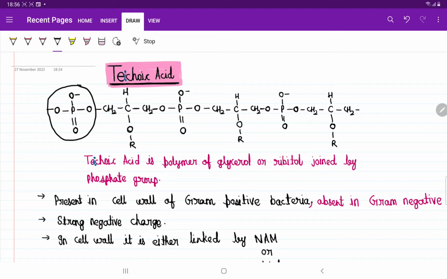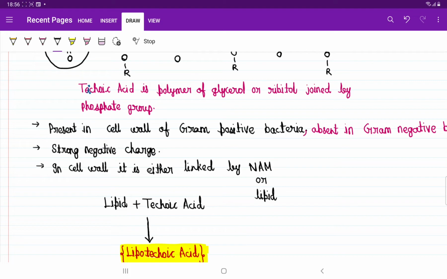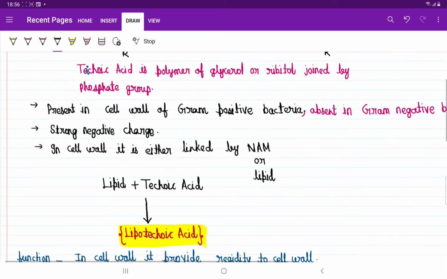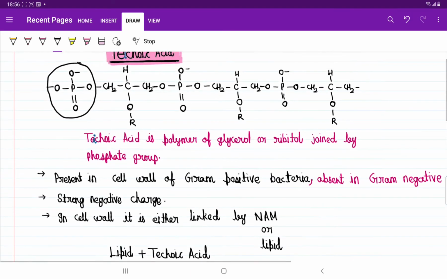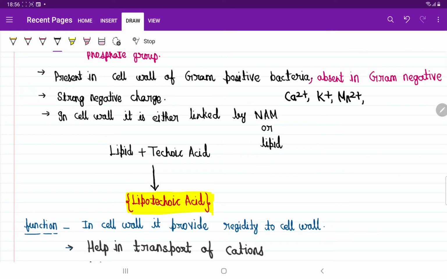This is the lipoteichoic acid structure, and it's present only in gram positive bacteria like Streptococcus, and it's absent in gram negative bacteria. And it is strongly negatively charged, and as it is strongly negatively charged, it will attract ions like magnesium ion, sodium ion, calcium ion. They will attract, which will help in transport of the ions, cations, across the cell.